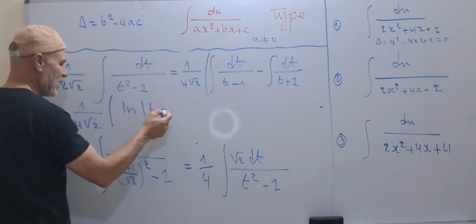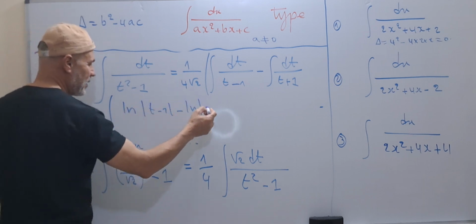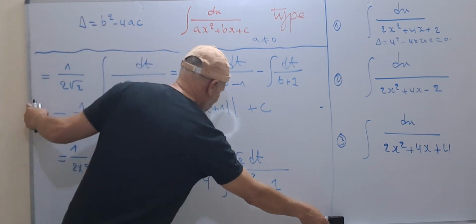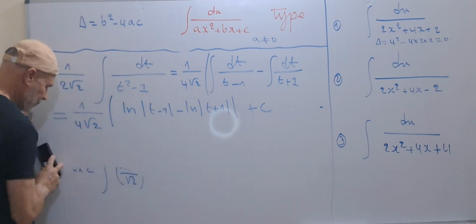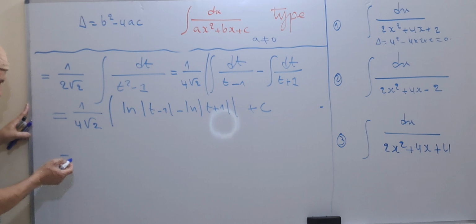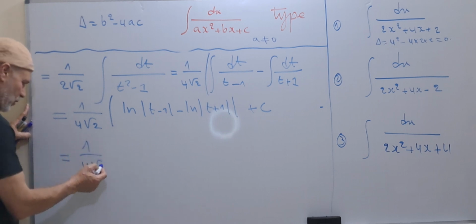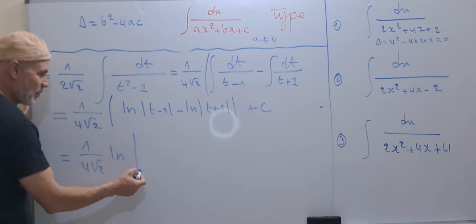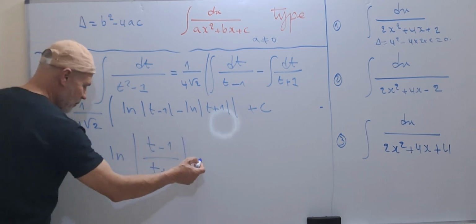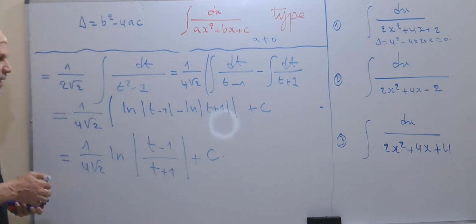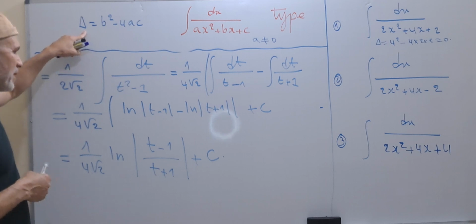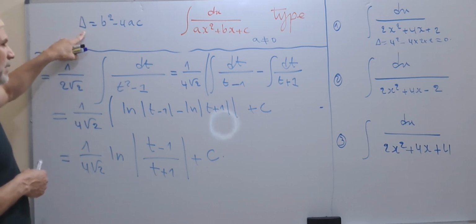ln t minus 1 minus ln t plus 1 plus a constant, which gives us 1 over 4 the square root of 2 ln the absolute value of t minus 1 over t plus 1 plus a constant. This case can be produced when delta is strictly greater than 0.